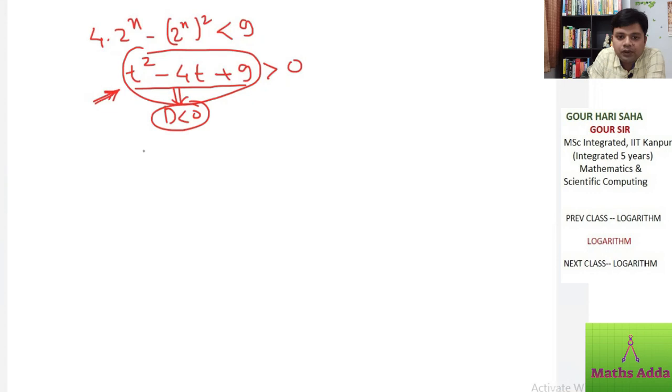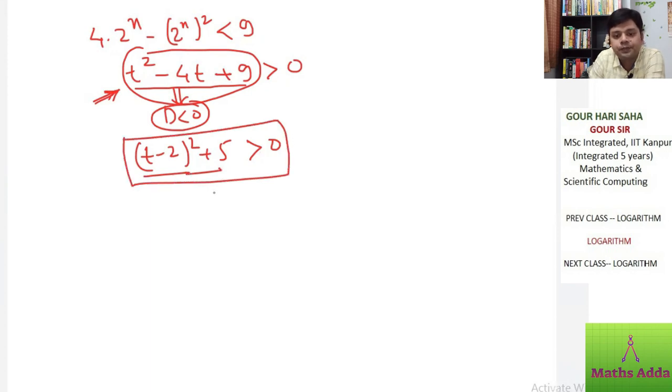We have another method to do that. Can we convert to perfect square? It will be t minus 2 whole square plus 5 greater than 0. Is not it always true? Because it's perfect square plus 5, so its minimum value is 5, so certainly more than 0. This means it is always true. T all possible values, right? So 2 to the power x is what? All possible values, implies x is all real numbers.